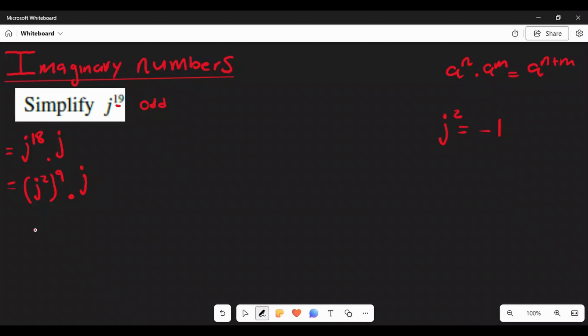So let's continue. Wherever there is j squared, we can substitute -1, right, to the power of 9 multiplied by j. From here, you just put this on a calculator. You say -1 to the power of 9. This is going to give you -1, multiplied by j. So after this, your answer is -j. So that is your final answer.